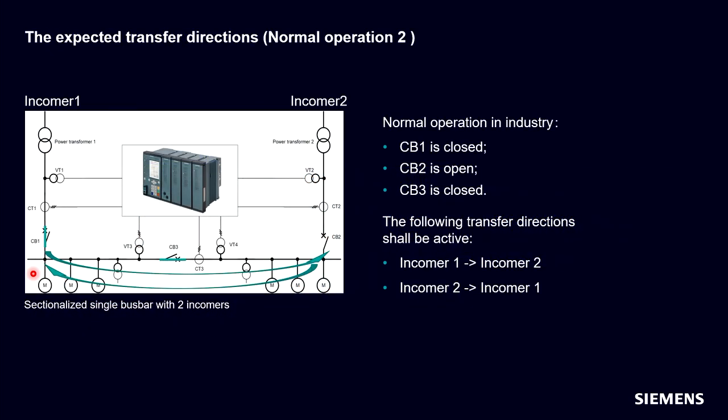In the second example, we have a normal operation in the industry where CB1 is closed, CB2 is closed, and the section CB is open. And we want to transfer the load from one infeed to the other infeed by closing CB3. This can be done by activating the transfer direction incomer 1 to incomer 2, and incomer 2 to incomer 1.